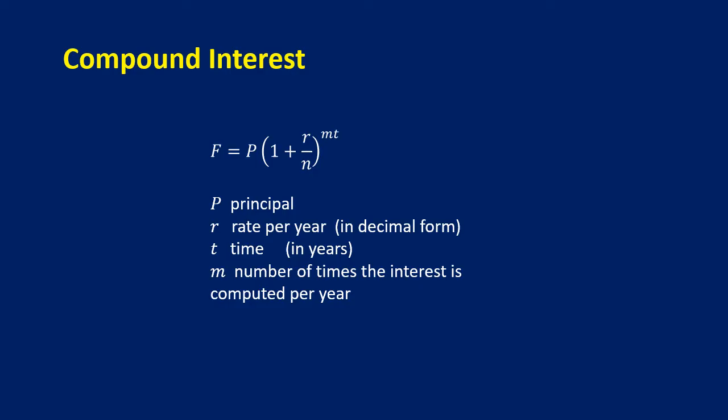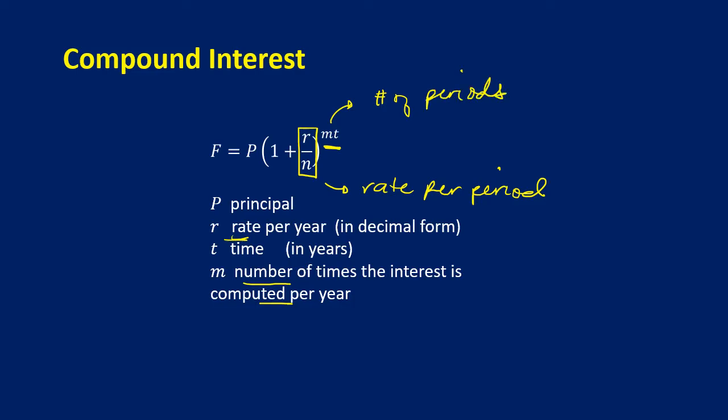Okay. What I have over here is an alternative formula for the future value of a certain amount after t years. Now, the only difference here is that, look at this, my R here is the rate per year, and then look at this R over M. This is still the rate per period. Correct. And MT here, M is the number of times that the interest is computed per year. Now, MT is still the number of periods.